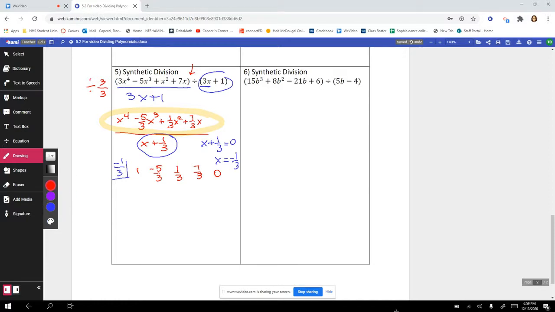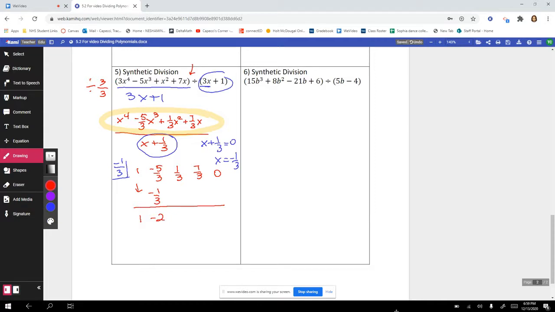Okay, here we go. The process is the same. It's just going to be a little bit more challenging because of the fractions. So 1 comes down, so I have 1 here. Negative 1/3 times 1 gives me negative 1/3. Okay, negative 1/3 plus negative 5/3 gives me negative 6/3, which is negative 2.